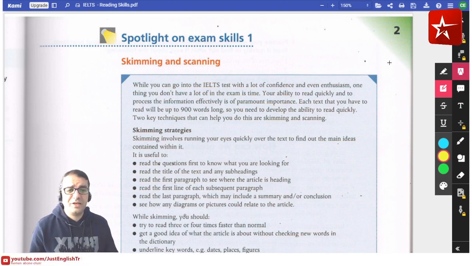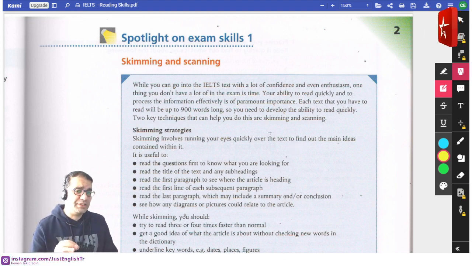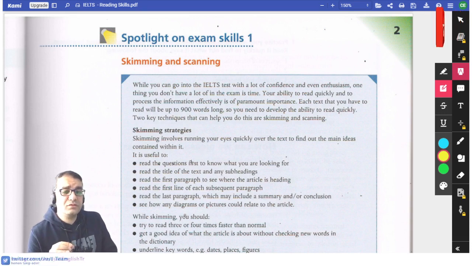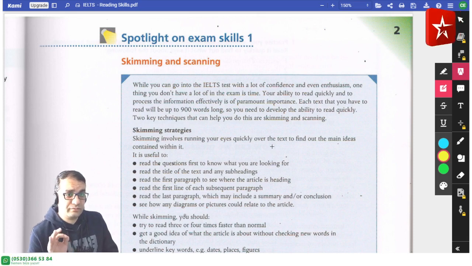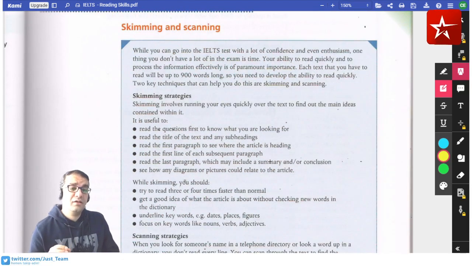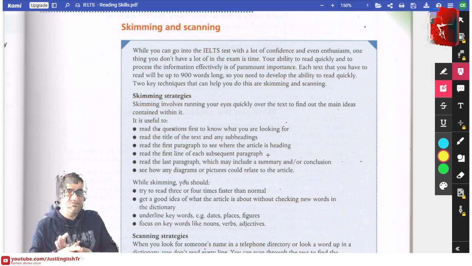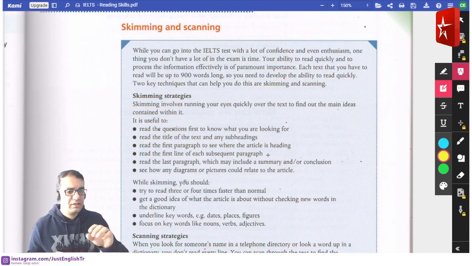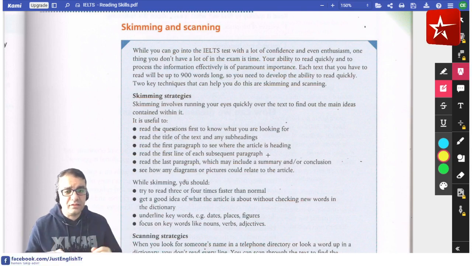So my dear friends, we're going to give you now some skimming strategies. First of all, read the questions first to know what they are looking for. So before you start reading the text, read the questions. Afterwards, read the subheading. Usually we have a heading, which is the title, and then the subheading, which is the main thing that comes after the title.